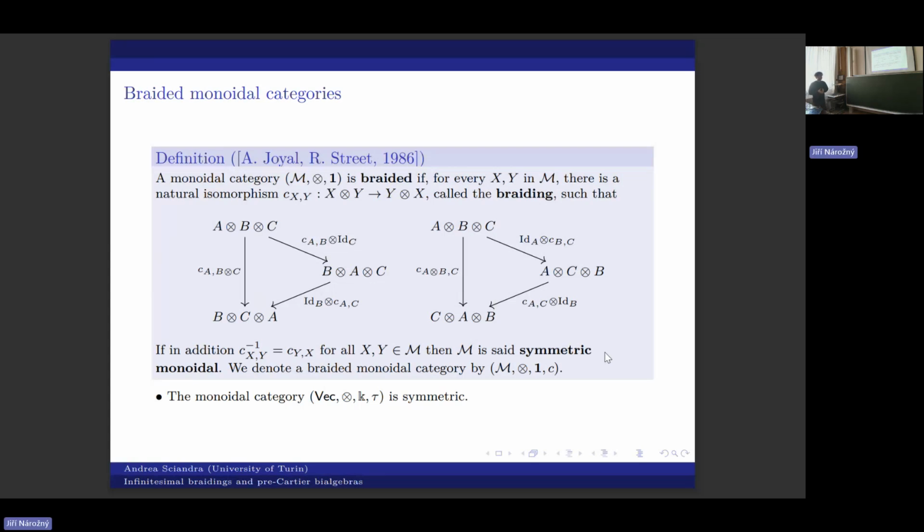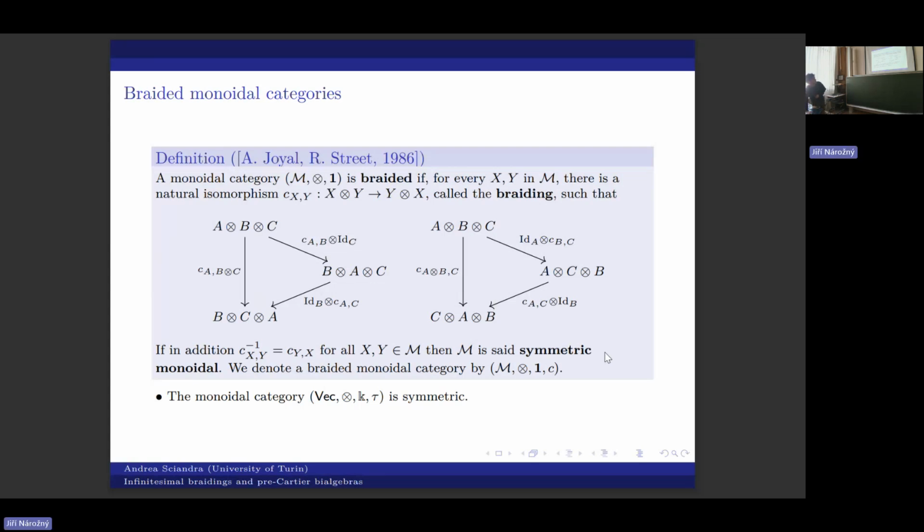And the classical example of a braided, of a symmetric monoidal category is the category of vector spaces, where the tensor product is just the classical tensor product of vector spaces. The unit object is the base field, and the braiding is the flip map tau. So tau is just the flip.